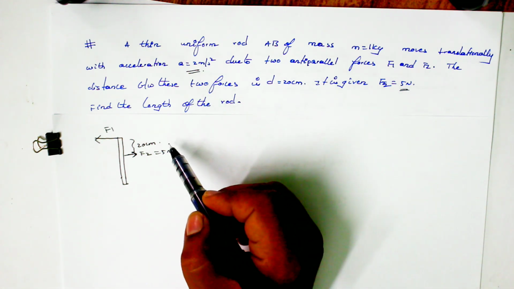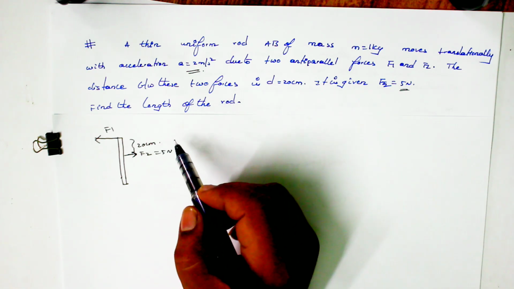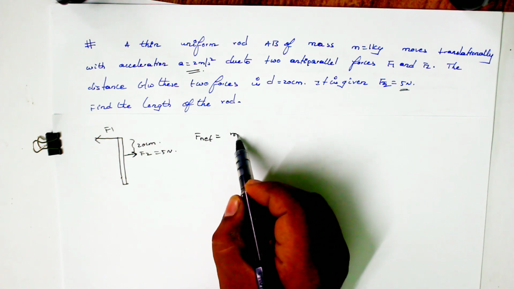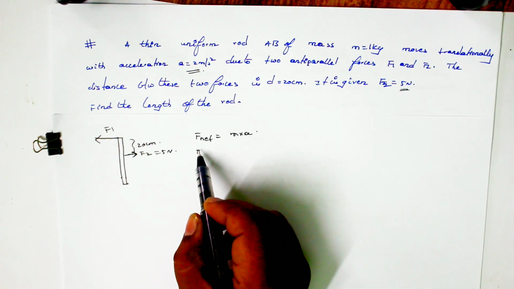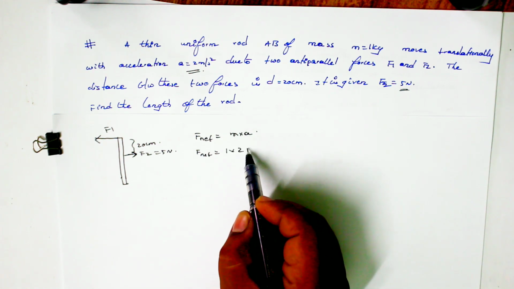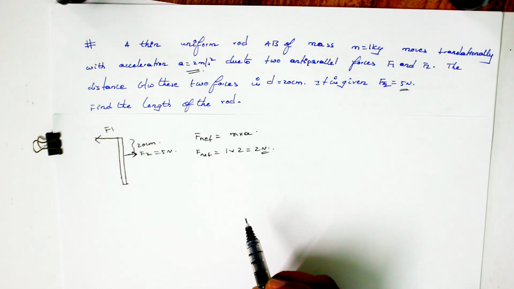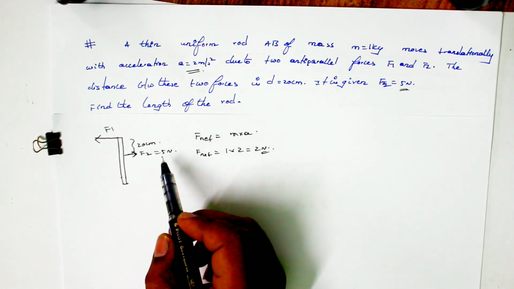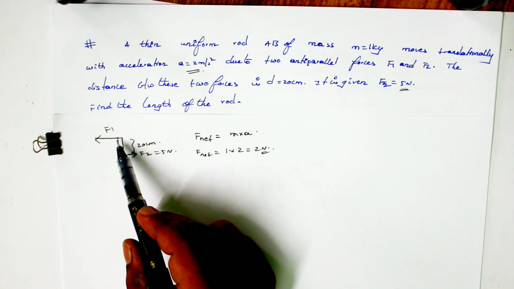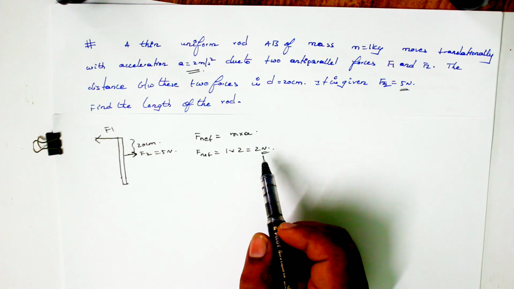So if I know the acceleration and mass of this rod, then I can calculate the net force which is acting on this rod. So F net is equal to mass into acceleration. The mass of this rod is 1 kg, acceleration is 2. So 2 Newton is the net force which is acting on this rod. Now the question is, if this is 5 Newton, then F1 should be either 7 Newton or 3 Newton. Then only in this condition the net force will become 2 Newton.